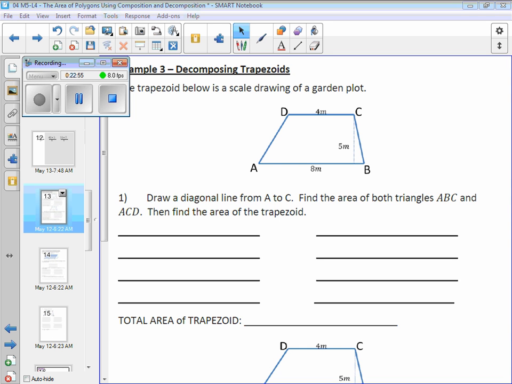So you have your first trapezoid. Well, you have your second trapezoid actually. The first one we did was a little bit easier. This one, how can you break this up?